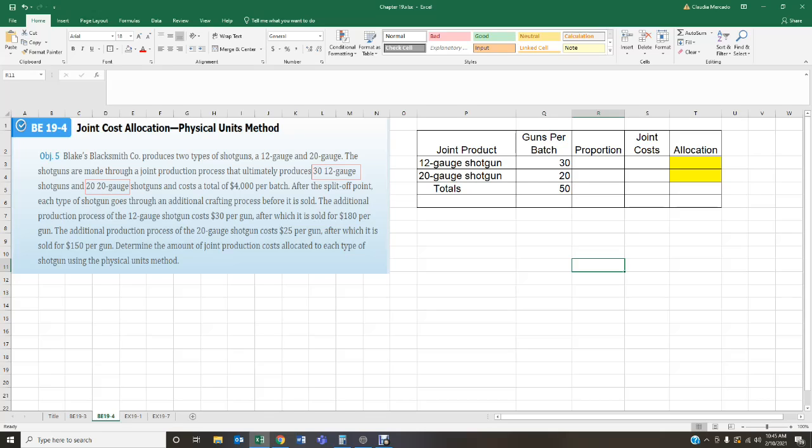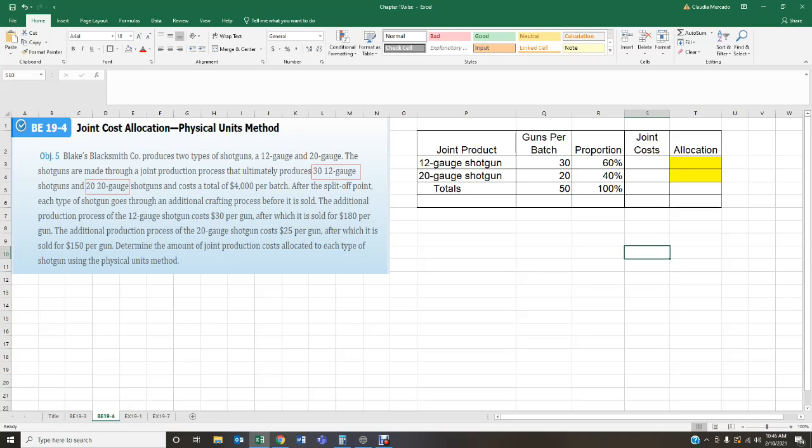Now we need to figure out the proportion, my allocation. So I'm going to get my 30 divided by my 50, so I can figure out what percentage is allocated to my 12 gauge shotgun. That gives me 60%. I'm going to get my 20 divided by my 50, and that gives me 40%. Combined, that should give you 100. So it's very good. Because I am producing more 12 gauge than 20 gauge, I'm going to allocate more of my batch cost to the 12 gauge shotgun.